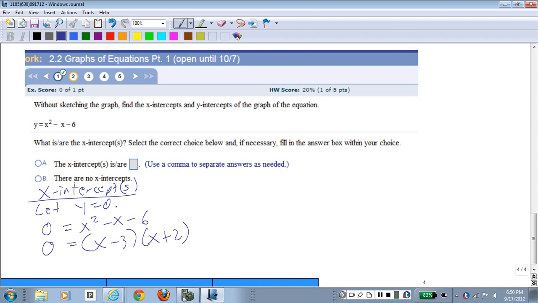Set each factor equal to 0. x minus 3 equals 0, or x plus 2 equals 0. So we get two solutions to this equation. Points to plot would be 3, 0 and negative 2, 0 if we're plotting points as intercepts. But I think it's going to want 3 comma negative 2.